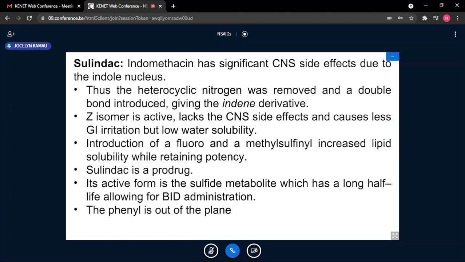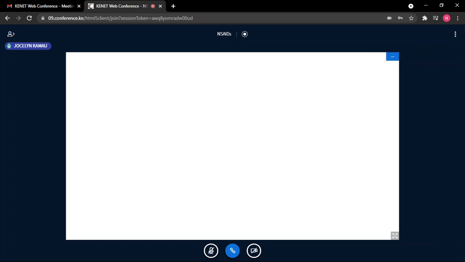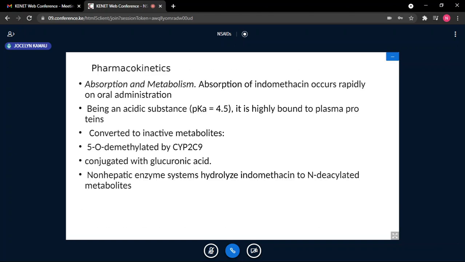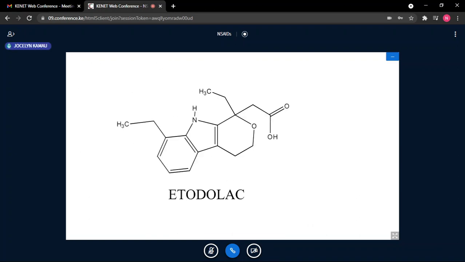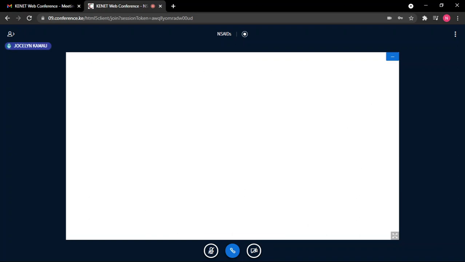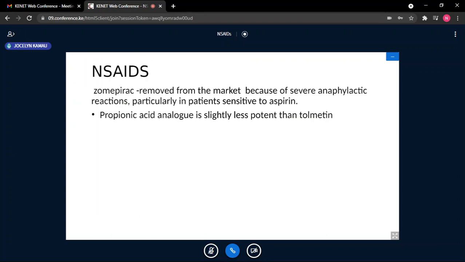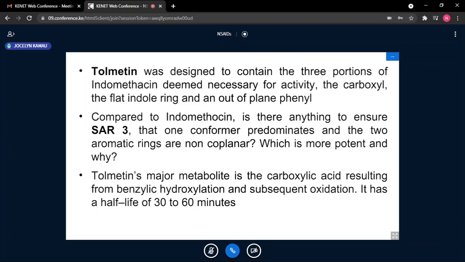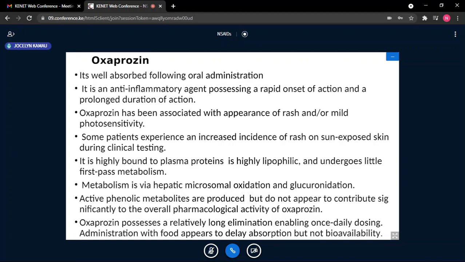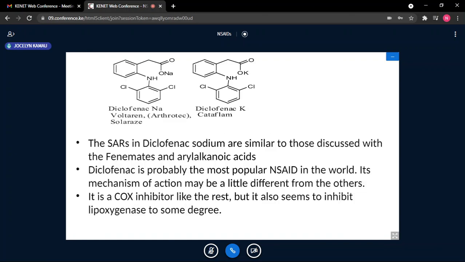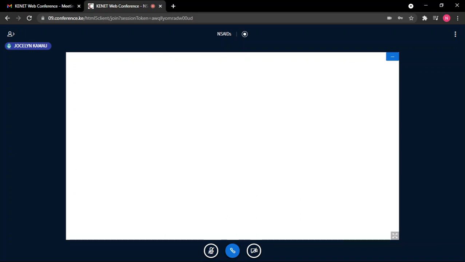So let us now go. That will represent the acetic acid derivatives. Then the next one will be the propionic acid derivatives, where we have our ibuprofen. Next one will be oxaprozin.